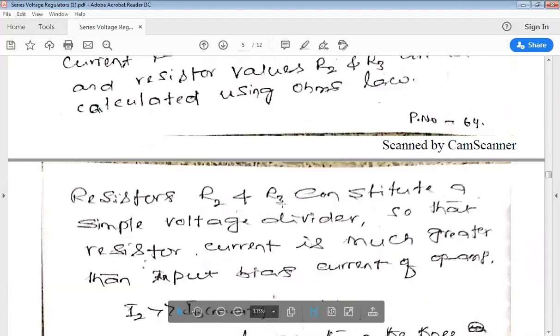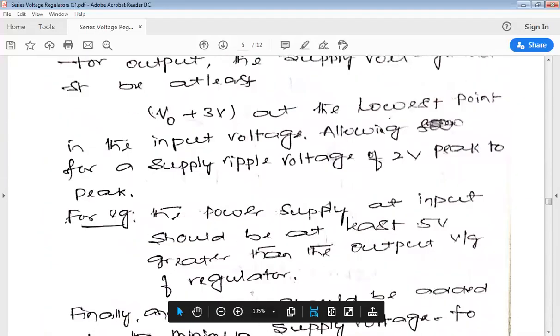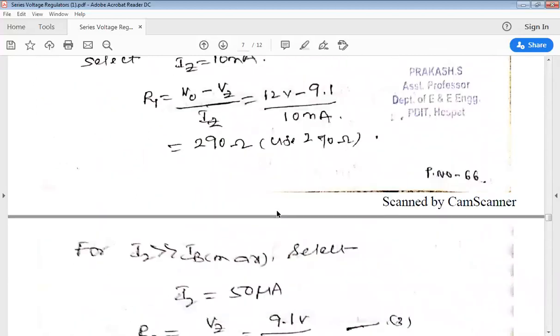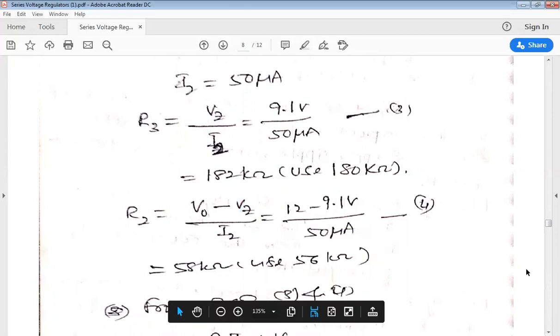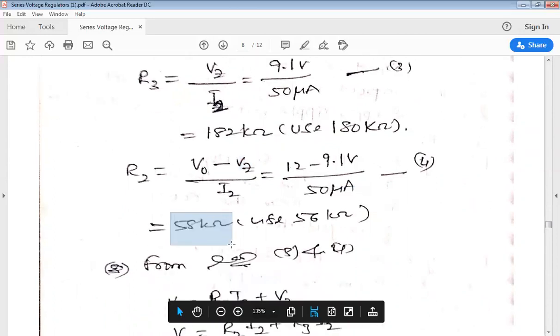The same thing I am writing here according to Ohm's law. The value of R2 is equal to V naught minus Vz, where V naught is the total voltage from point to point, minus Vz, the voltage across R3, divided by the current flowing through that particular branch. Right? 12 minus 9.1 volts, divided by 3 microampere, gives 58 kilo ohms. The standard value is 56 kilo ohms.